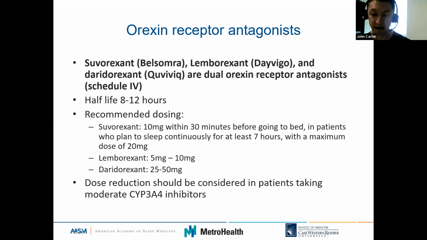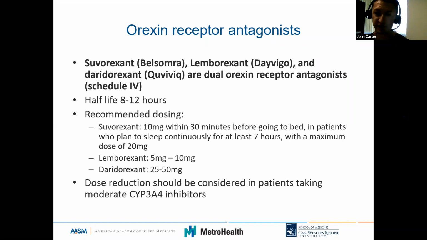Suvorexant and lemborexant were the first two available in the United States. Quviviq, or daridorexant, is available now. Quviviq is the only one that's available in Europe at the moment. Suvorexant and lemborexant are not approved yet by the European Medicines Agency. Half-life for these varies between 8 and 12 hours. Daridorexant is a little lower, close to 8 hours. Suvorexant and lemborexant are in the more 12-hour range.